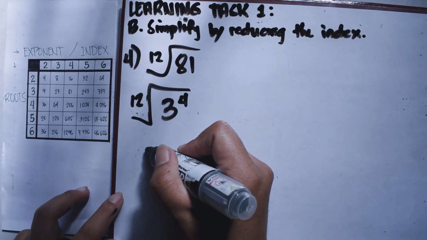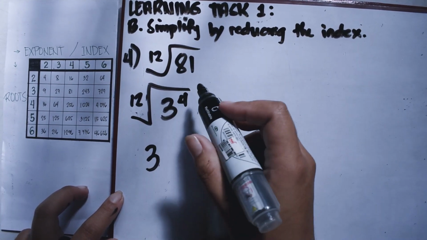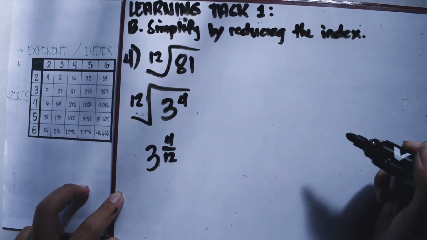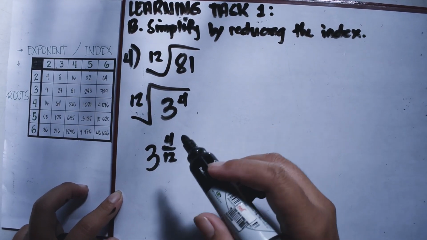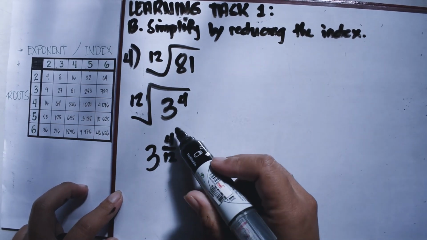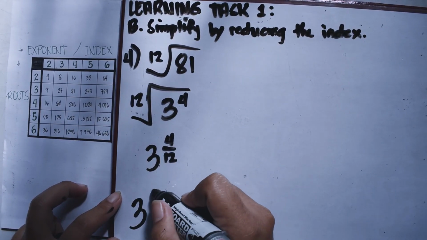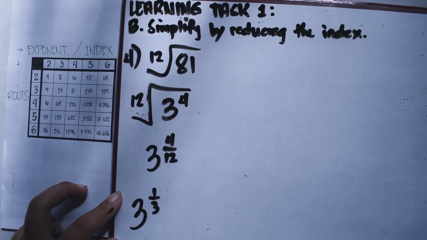Next step na ginagawa natin, express natin na exponent. So, ang ating exponent ay ang ating numerator, ang ating root, ang ating denominator. So, we have 3 raised to 4 over 12. So, paliitin natin, i-reduce natin yung ating exponent na fraction. So, we have 3, 4 over 12 or simply 1/3. Nakuha yan. So, napalit na natin.